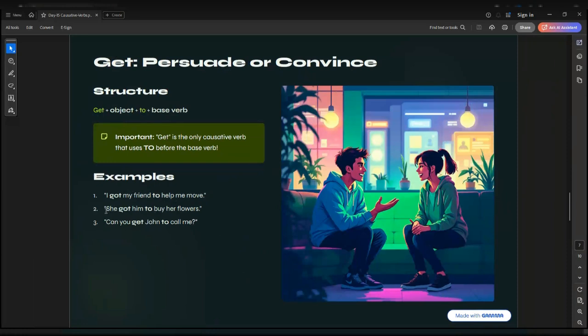Next one is she got him to buy her flowers. She did not force him, she did not ask him, and she did not have him do it, right? So she got him, she persuaded him, convinced him. Can you get John to call me? It means can you persuade him, can you make him do it, but not in the way that I'm forcing him. It's the way I will convince him.